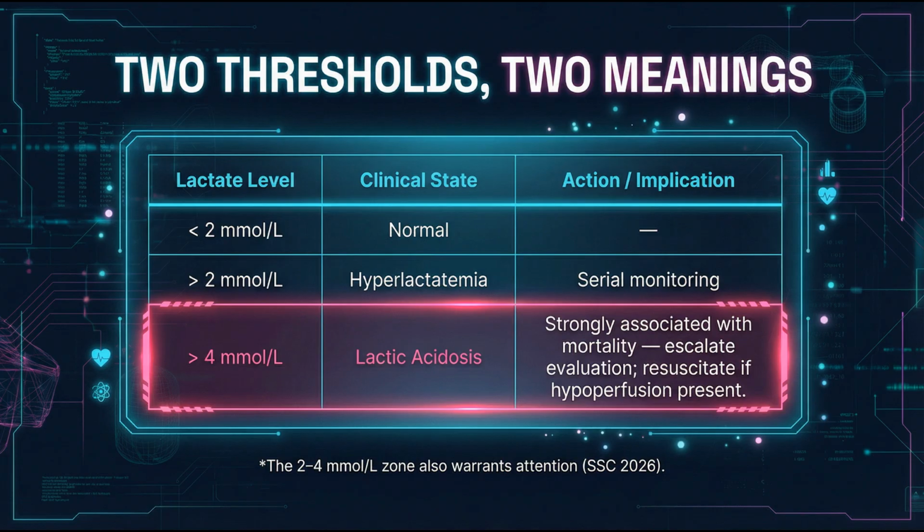Notably, the Surviving Sepsis Campaign guidelines define sepsis-induced hypoperfusion as including a lactate above 2 millimoles per liter, which triggers the initial fluid resuscitation recommendation of at least 30 milliliters per kilogram of crystalloid. So even the 2 to 4 zone warrants close attention and action.